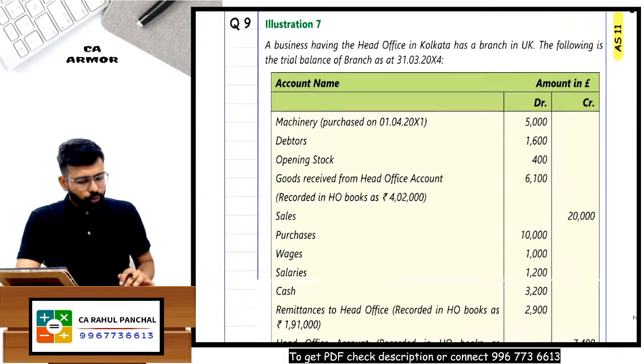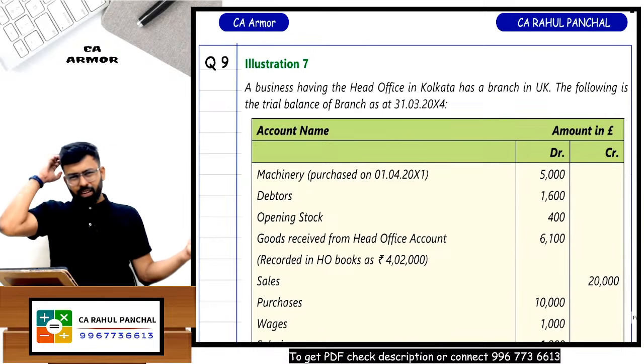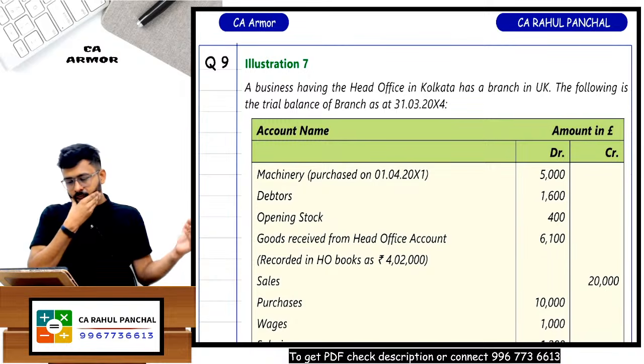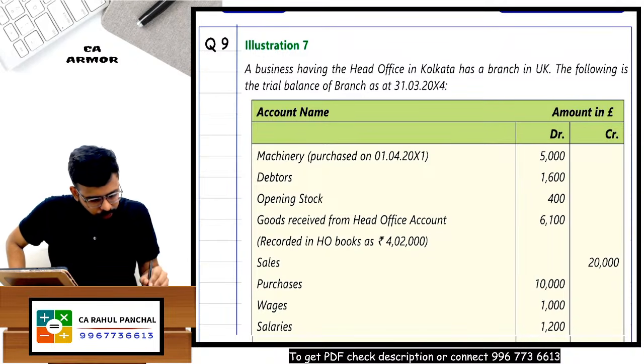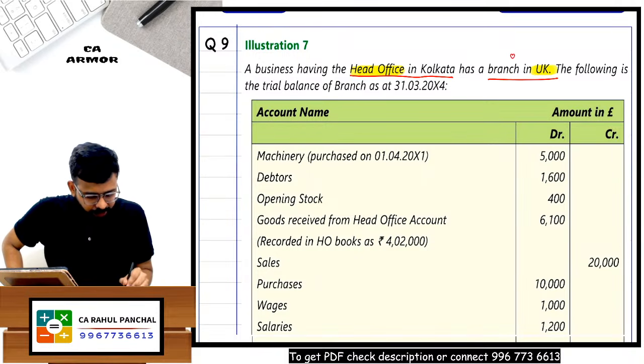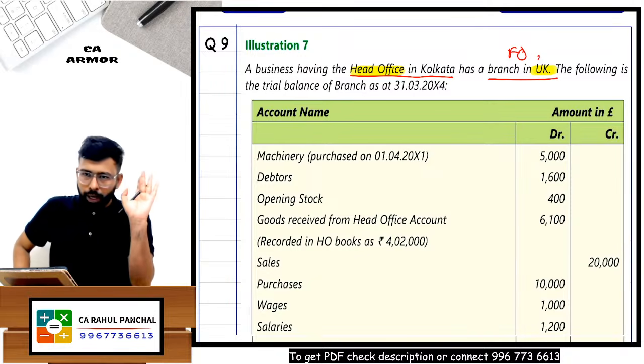Chalo, there is one question, question number 9 for that matter, illustration 7. Understand, there is one head office which has a branch in UK. So the head office is in Kolkata, which is India, and the branch is a foreign operation which is in UK.